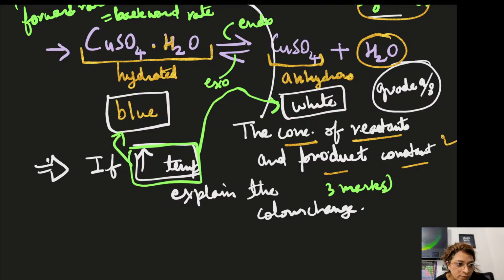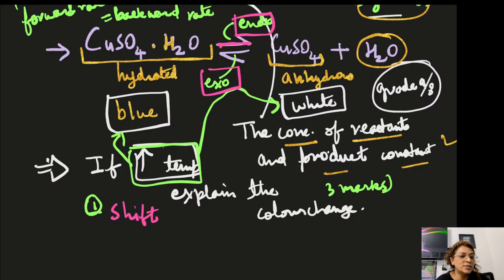So always remember, there is a key thing you need to remember for this particular part. Number one is, if an increase in temperature occurs, just check which direction is exo and which direction is endo. So see, you're increasing temperature, the equilibrium will shift. Use the keyword shift. Don't say reaction, say shift of equilibrium.